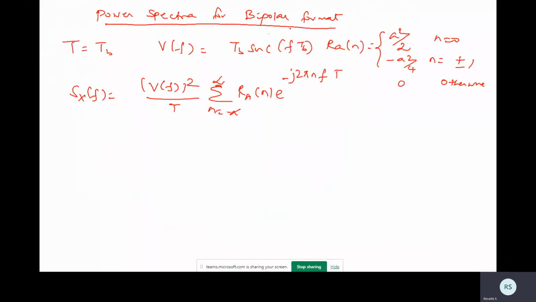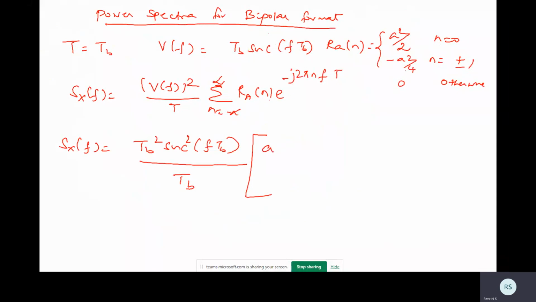V of f is this factor, you can substitute. When coming to RA of n, you have to substitute for n equal to 0, RA of n is a square by 2, and n is equal to plus 1 and also minus 1. So carefully you have to do this expression. So Sx of f is nothing but V of f, tb square sinc square of ftb in the numerator. In the denominator you have tb only, and within bracket you are going to do 3 summation. First summation you put n equal to 0. So if you put n equal to 0, e power 0 is 1. So RA of 0 is a square by 2.